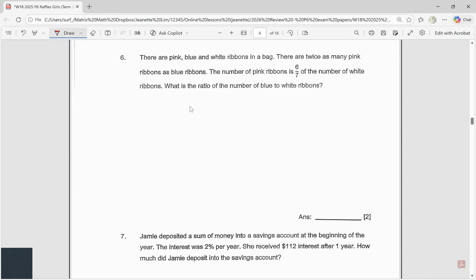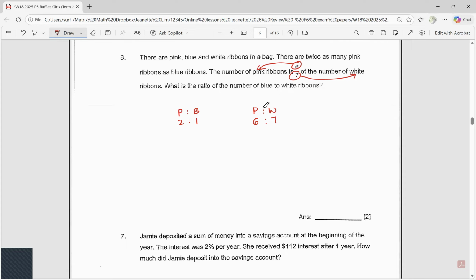Okay, so we have twice as many pink as blue. So we'll use ratio pink to blue 2 to 1 because pink is twice. And then the number of pink to white, pink is 6, 7 is the bag, so 7 is white. 6 to 7. Then here we have two ratios. We need to find a common base. So the only thing that's common between these two ratios would be the number of pink ribbons. We have two units here for the pink and 6 units here for the pink.